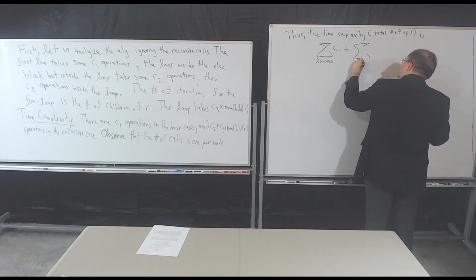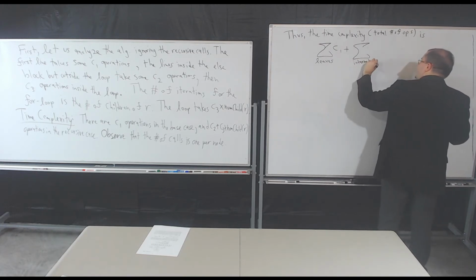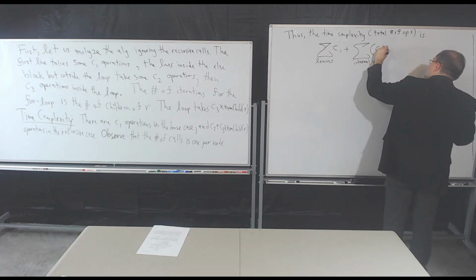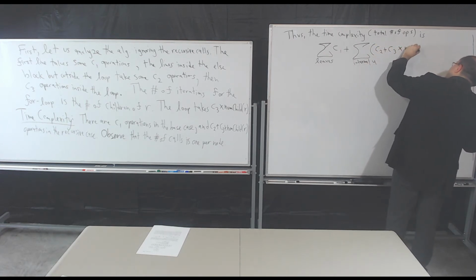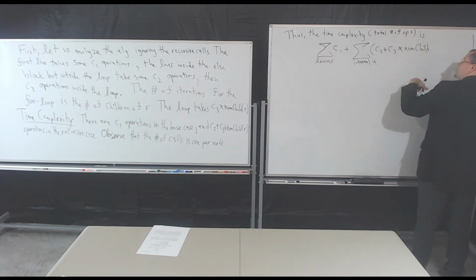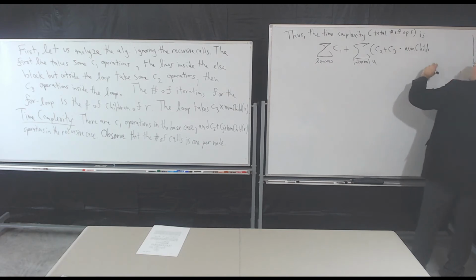So imagine I have each of the internal nodes of the tree. I'm going to give it a name, I'll call it U. For each one of those, I'm going to do C2 plus C3 times num_child. Note that's a multiplication there, not an X. I'll just put a dot here, just to be a little bit easier to see. Num_child of U.